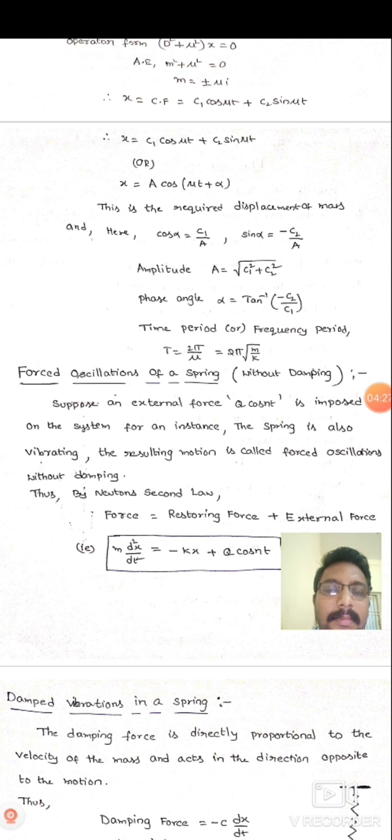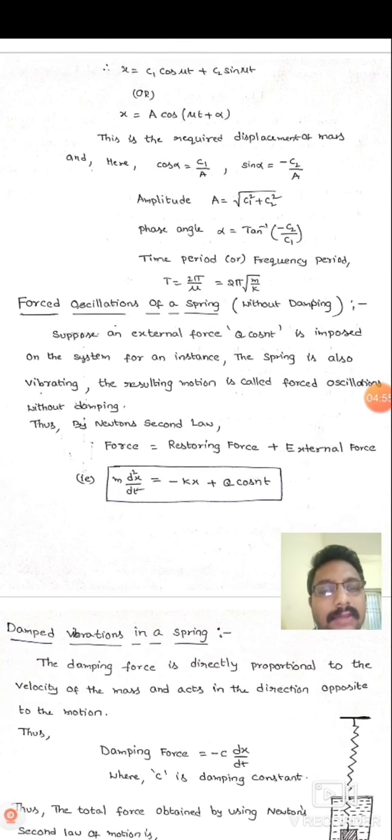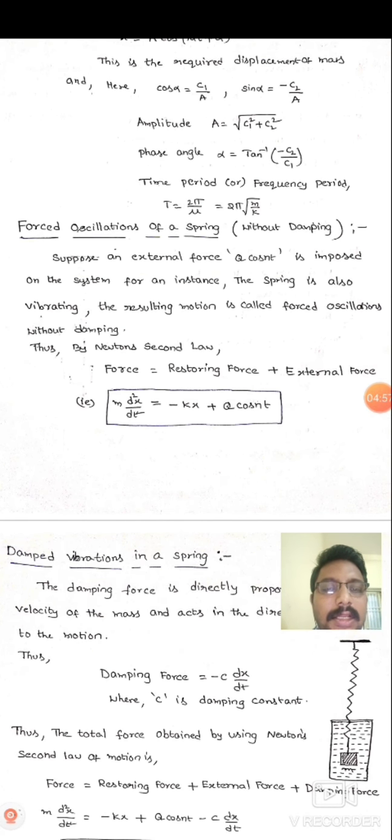m by k. Now the forced oscillations of a spring without damping. Suppose an external force Q cos nt is imposed on the system. The spring is also vibrating. The resulting motion is called forced oscillations without damping. Now according to Newton's second law of motion, we will have the force is equal to restoring force plus external force.